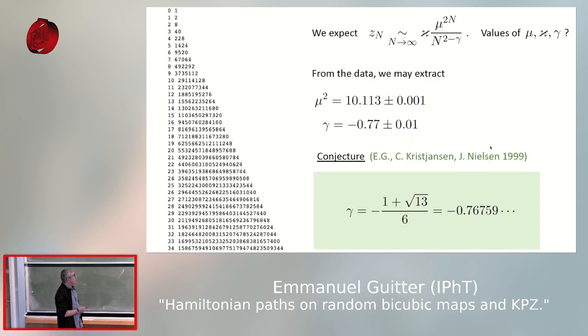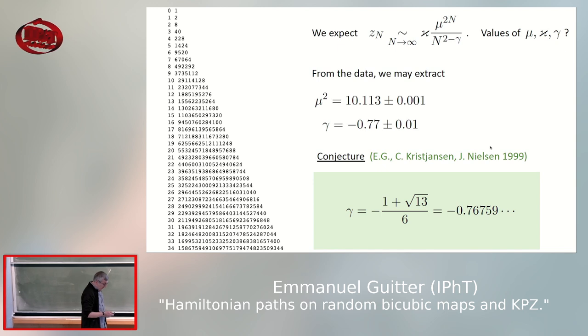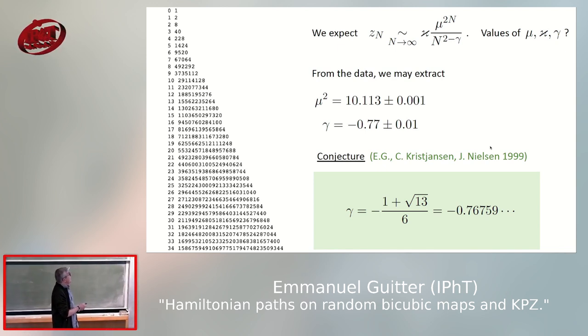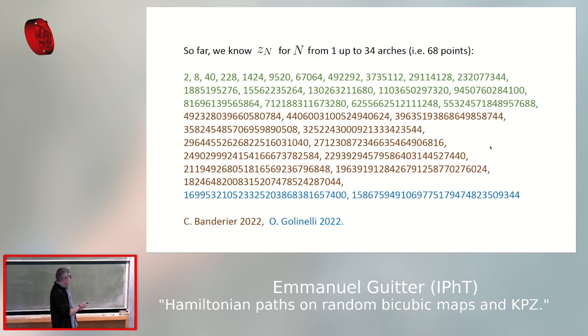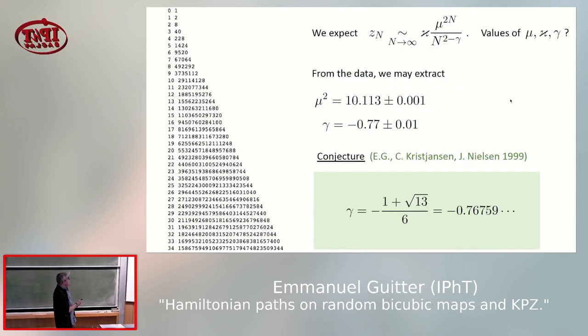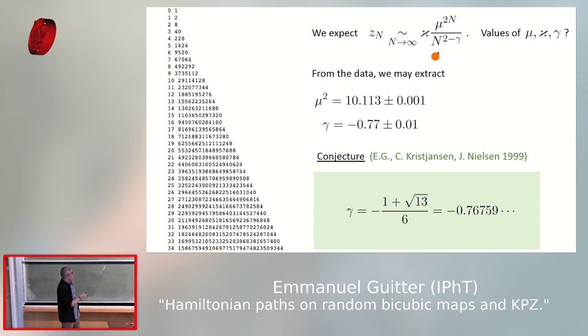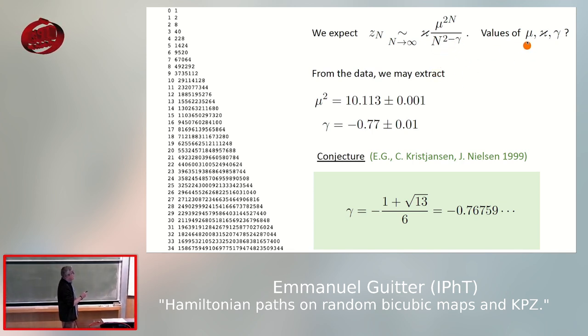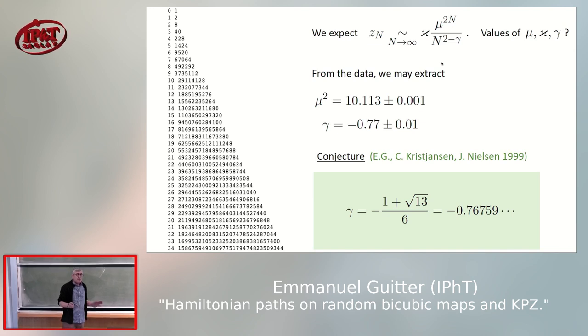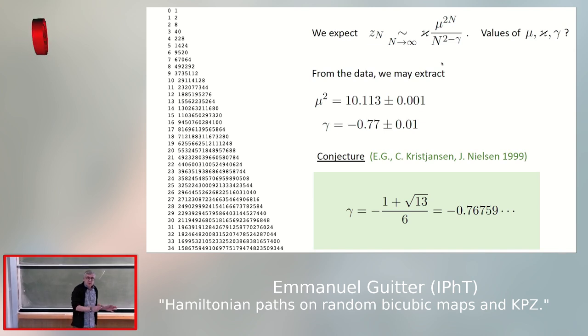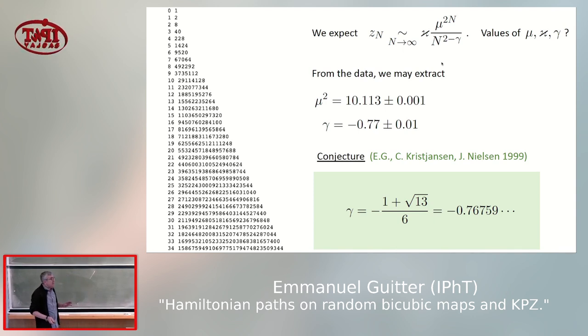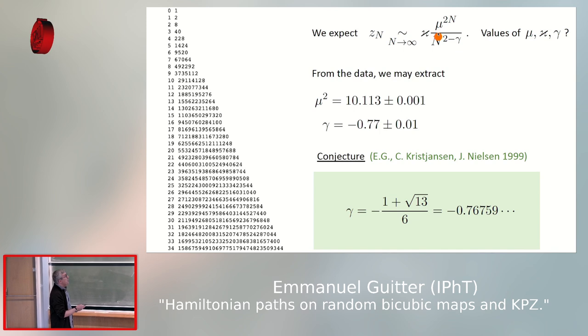And from these numbers, we can extract, first, what I should say is that we expect this kind of behavior for n going to infinity, so that Z_n should go like mu to the 2n divided by n to some exponent, which we call 2 minus gamma by convention. But we don't know the values of mu, kappa, and gamma. The only thing which is easy is to show that it grows exponentially, because you can put a lower bound and an upper bound. It grows exponentially, but the precise value of mu is not clear.